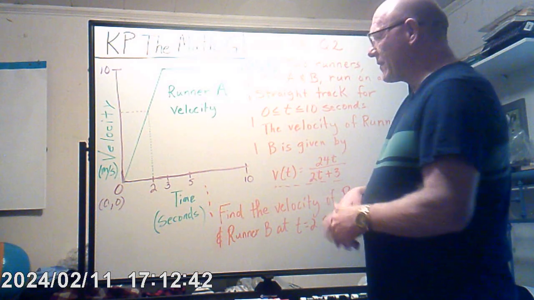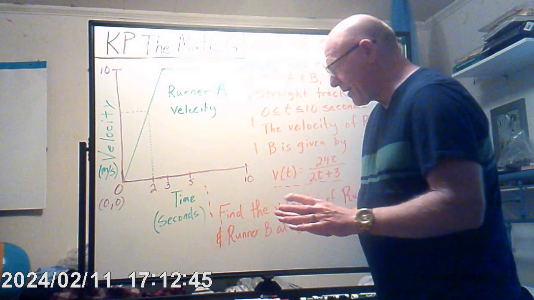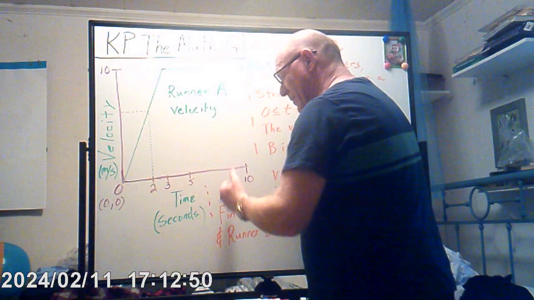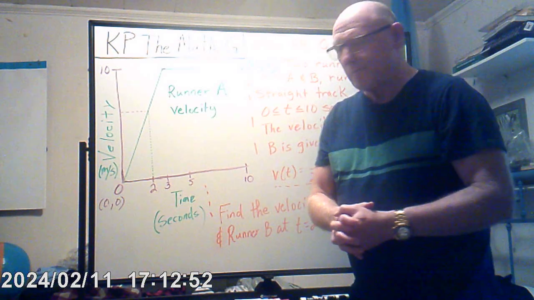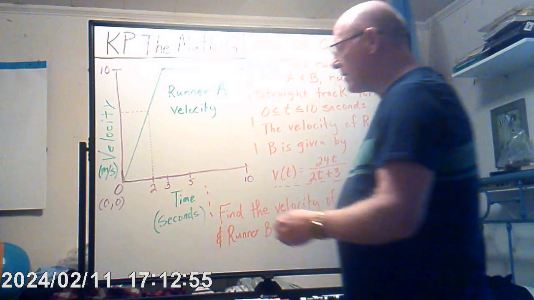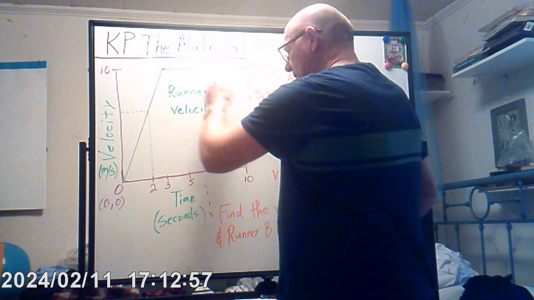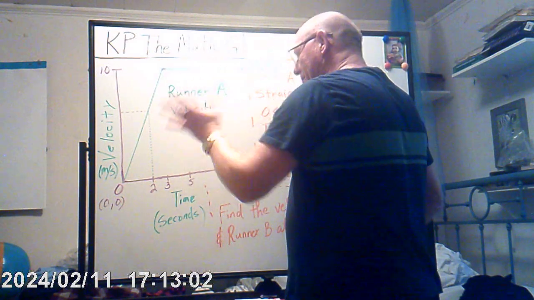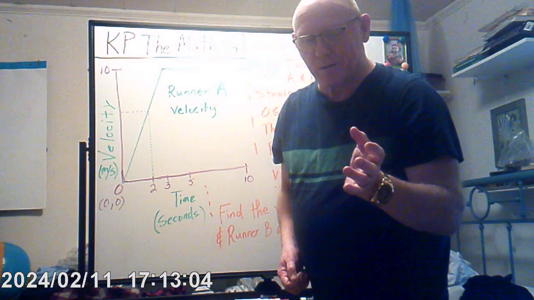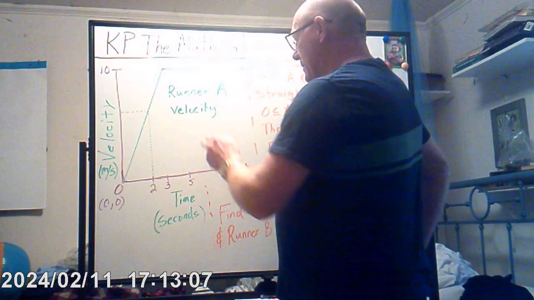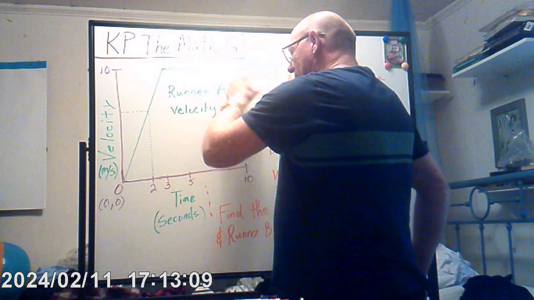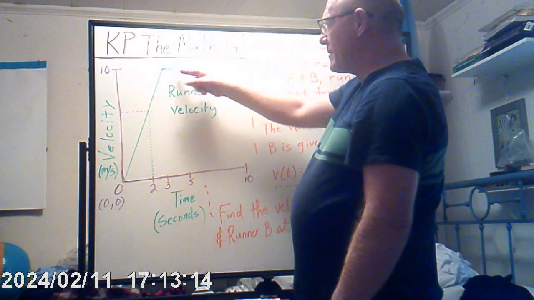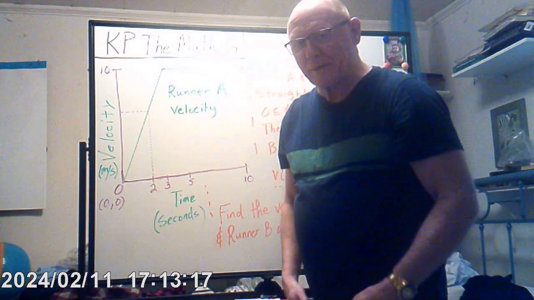Now, what you're looking at here are two pictures. This picture here is a graph of velocity in relation to time. This green line represents runner A. We have two runners, A and B. This is runner A's velocity. The green line represents that. Keep that in mind.